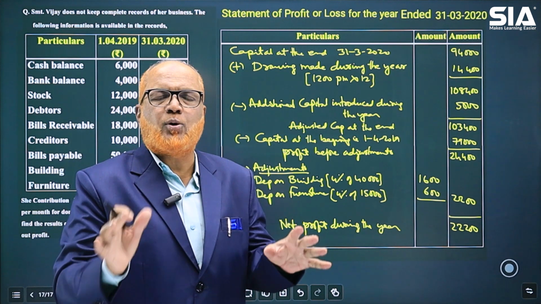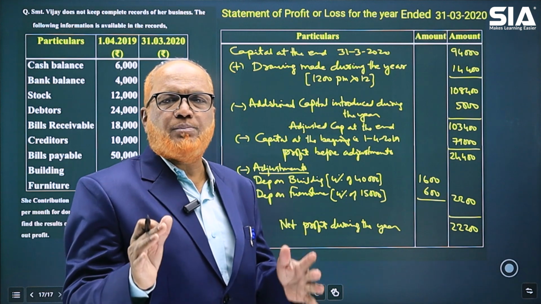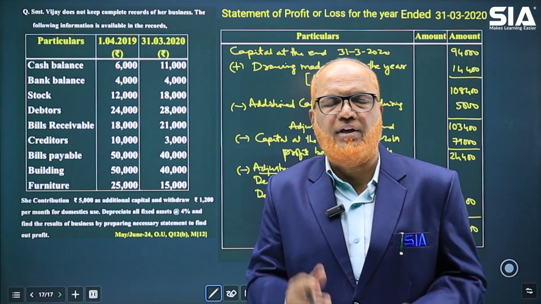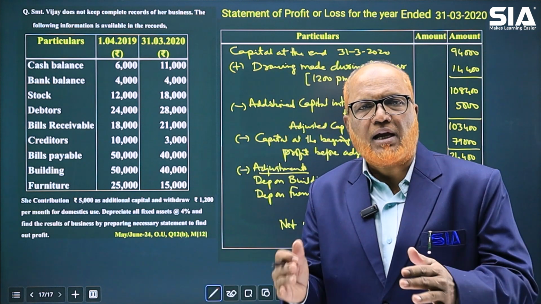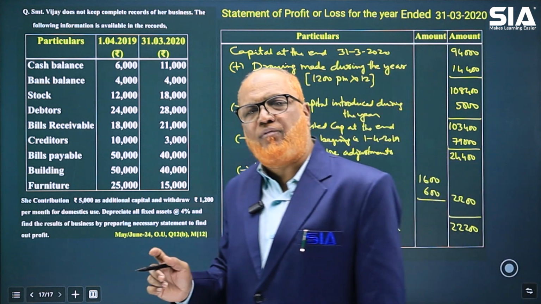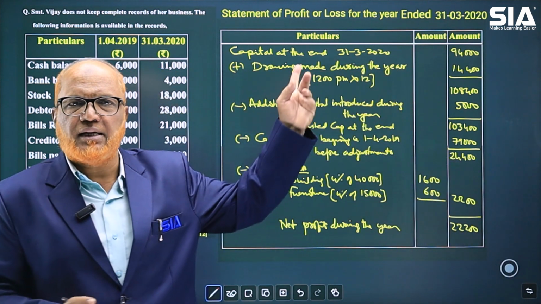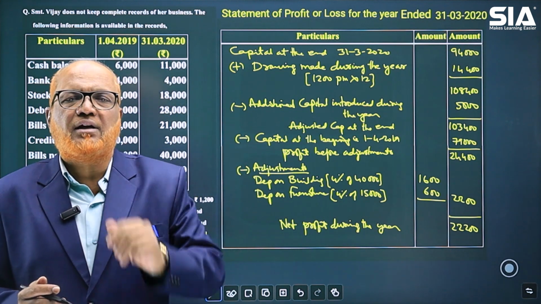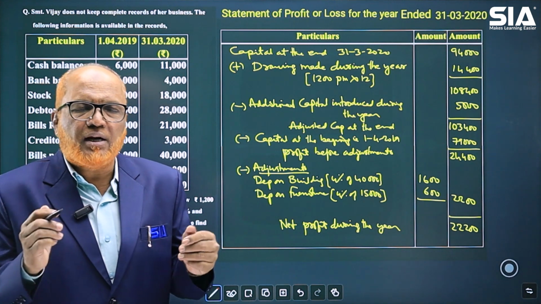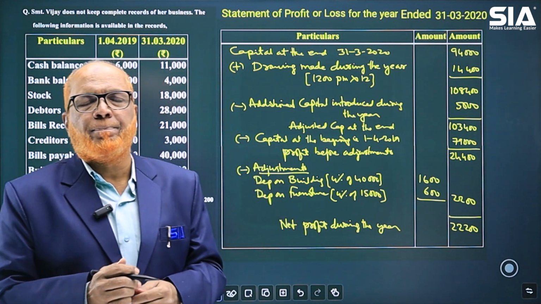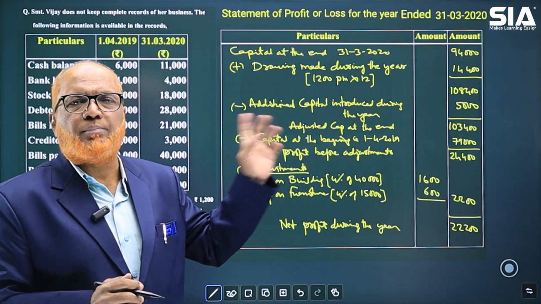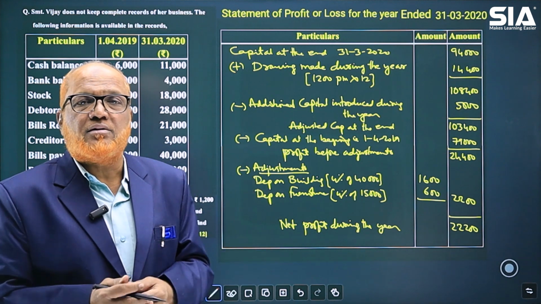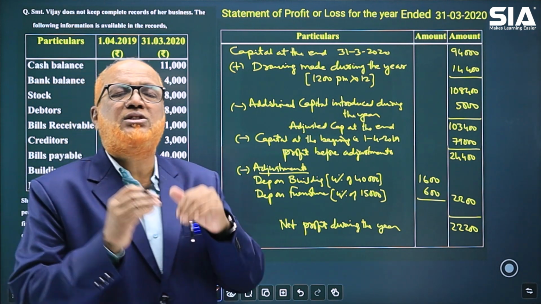Complete steps, complete procedure I have explained. The first part I have explained how to find out the capital at the beginning of the year and end of the year by making statement of affairs. Second step, I have prepared the statement of profit or loss. It will begin with capital at the end. To that you add the drawings made during the year, subtract further capital introduced during the year. You will get adjusted capital at the end. From that adjusted capital, then subtract opening capital at the beginning of the year. We get the profit. But this is the profit before making adjustments.